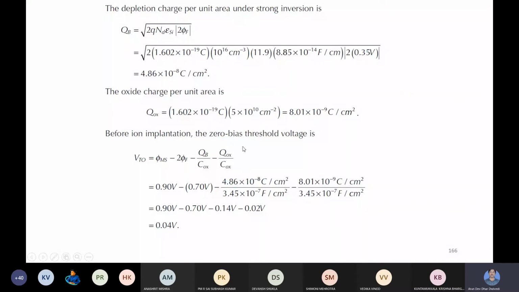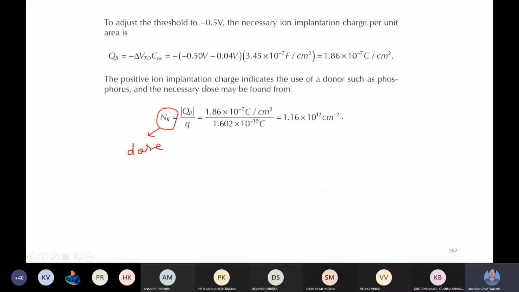Then without ion implantation, we are calculating the threshold voltage. By putting in all the values, you are getting 0.04, which is positive. But for a P MOSFET to work as an enhancement mode MOSFET transistor, we need a negative threshold voltage, but by default it is giving some positive threshold voltage. So this is why ion implantation is required.